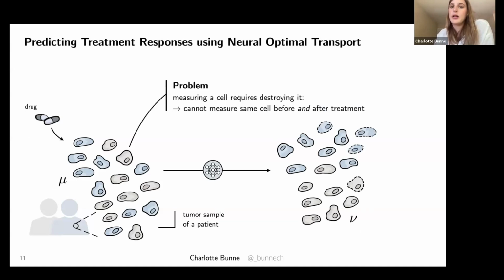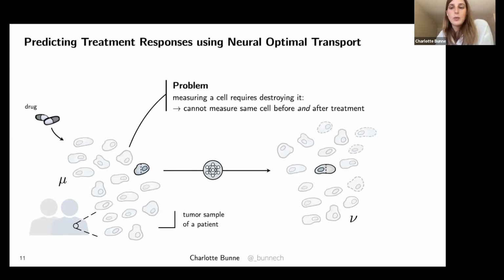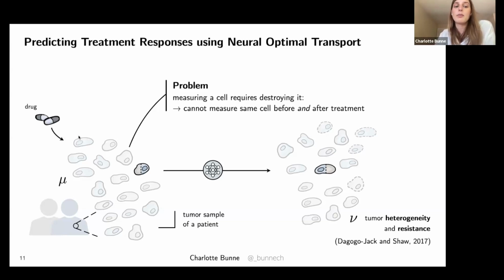Again, measuring a cell requires destroying it. I cannot measure the same cell before and after treatment. So the easiest way of dealing with this is, of course, just saying, okay, I'm just going to model the average, how the cell population looked before and how the cell population looked after treatment. Again, this does not at all capture heterogeneous states. I'm not able to say, hey, the blue population is actually going to respond to a treatment, while the gray one is going to be completely resistant, right? I will have no idea about these types of things.